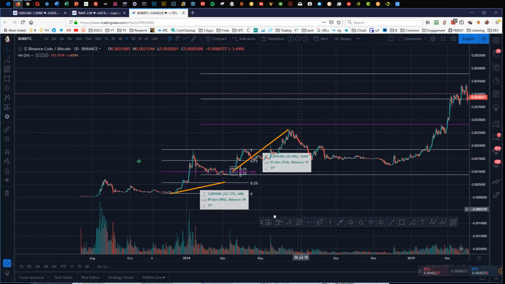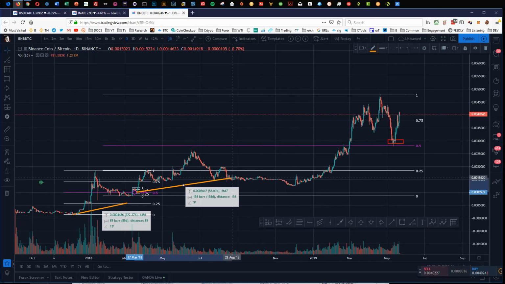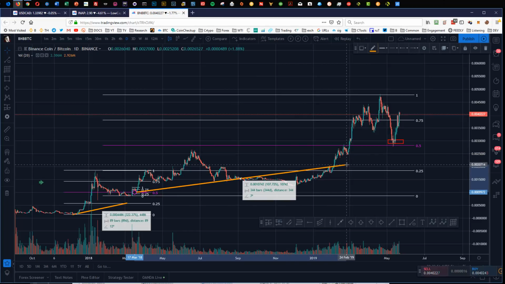And then from there, it really did move. I mean, it moved 163%. Not a bad trade. And if you're still in this like I am, then you've stayed through all this pain. You've added some more, added some more, added some more.